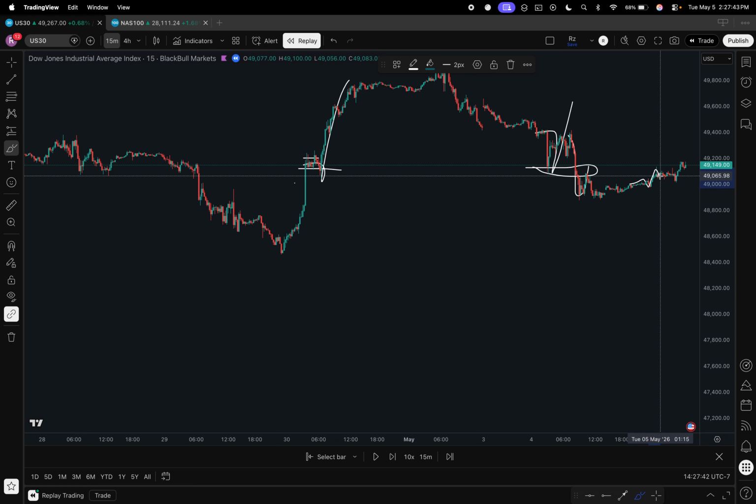I don't really like to mark all these little candles, right? I don't like to do this. It just confuses me. It's bullshit. I care about the higher highs, the higher lows, and that's the only thing that matters. And that's exactly what can help you form your bias.